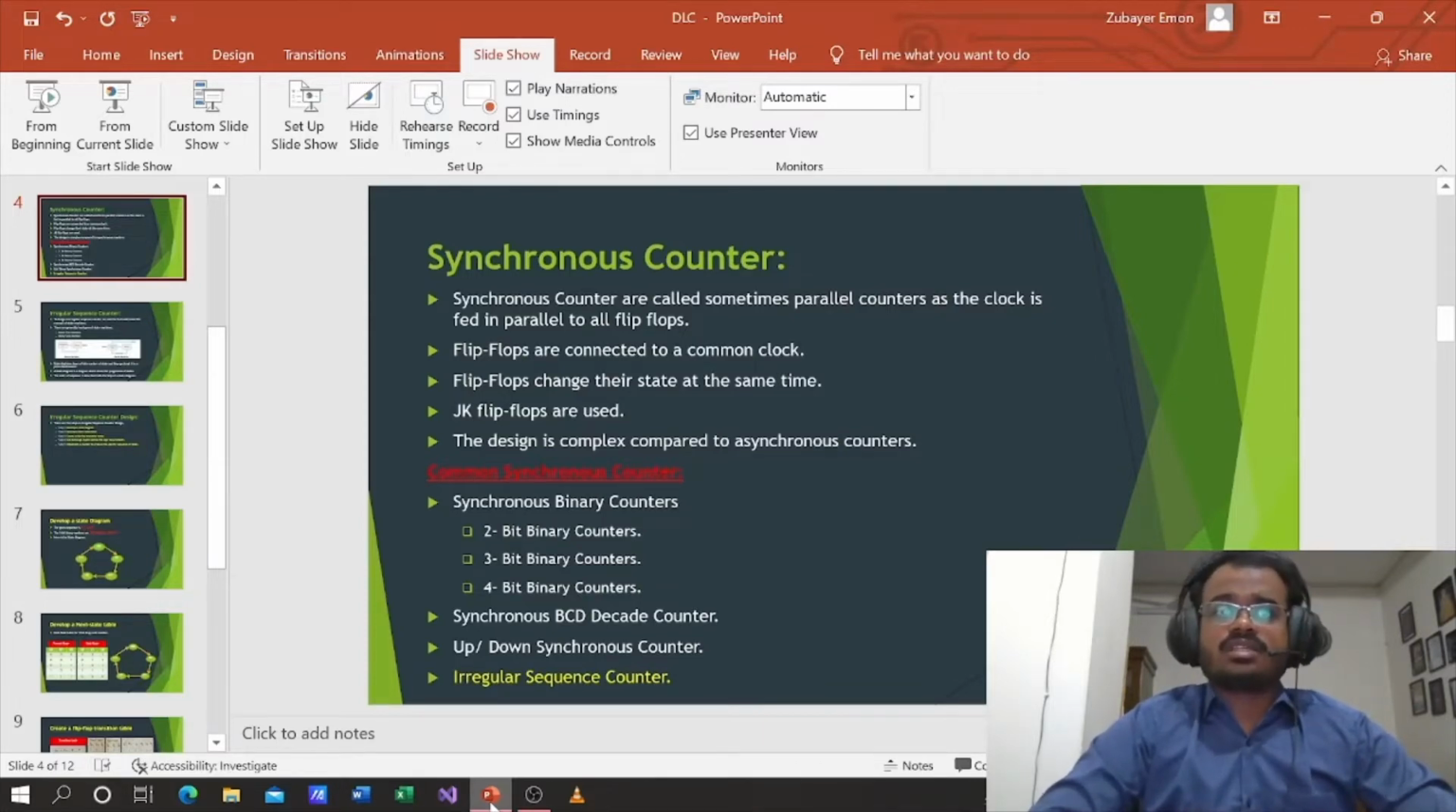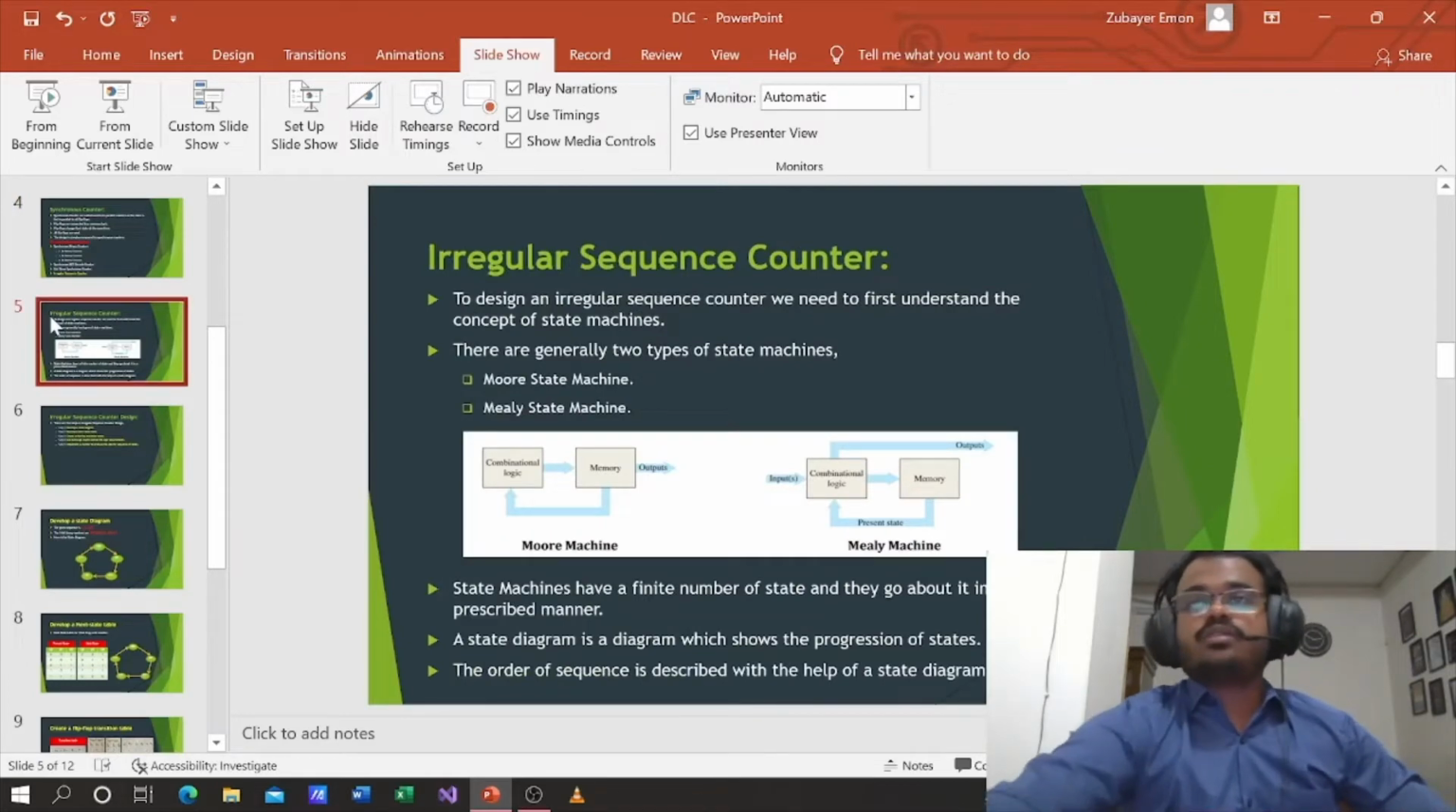They are called synchronous counters because the clock inputs of the flip-flops are all clocked together at the same time with the same clock signal, and due to this common clock pulse all output states switch or change simultaneously. Common synchronous counters are the 2-bit binary counter, 3-bit binary counter, and 4-bit binary counter, the synchronous BCD decade counter, the up-down synchronous counter, and the irregular sequence counter. So now, the irregular sequence counter.